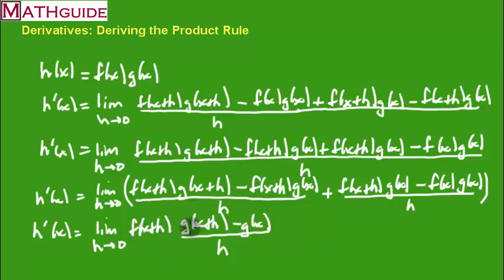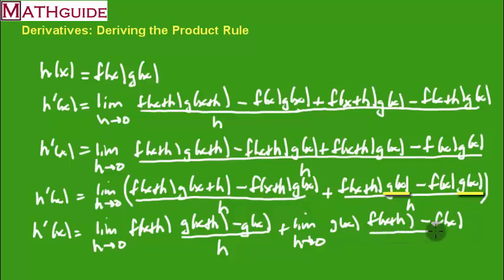Let's do the same thing with this one. I still have the limit as h approaches 0, but I'm going to take out the g of x. And now what do I have left? I've got f of x plus h, minus f of x, since I took out the g of x, and in the denominator, I have h.